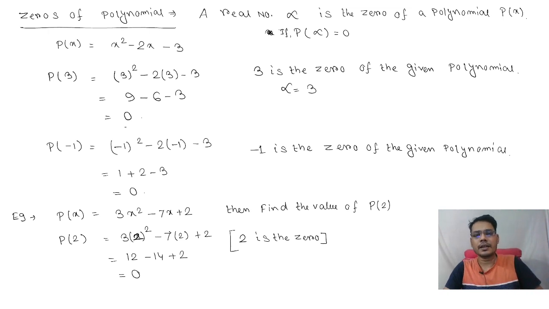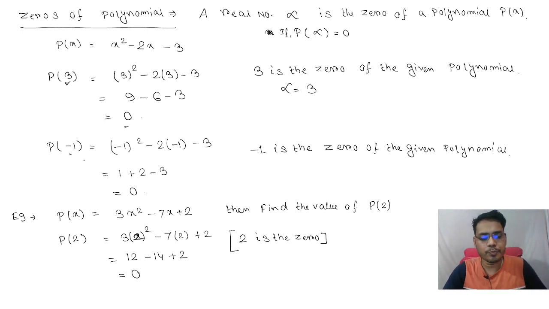Now what is the 0 of a polynomial? A real number alpha is a 0 of a polynomial when p of alpha is 0, that means the entire value becomes 0. In which value of alpha? That shows that it is the 0 of the polynomial. For example, if p of x is x square minus 2x minus 3, then put the value x is 3. If we put x is 3, the entire value becomes 0. That means alpha is 3, that means the 0 is 3.